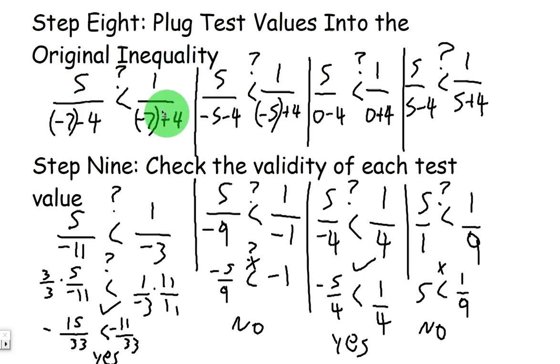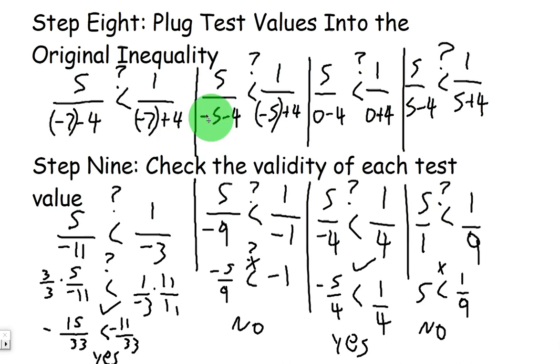So when we plug in negative 7, we get 5 over negative 11. Is that less than negative 1/3? Well, looking at it, it's kind of hard to tell, right? You can tell that 5/11 is closer to 1/2. So that would mean negative 1/2 is less than negative 1/3. You can also find a common denominator. Then you will see that negative 15 over 33 is indeed less than negative 11 over 33. So what that means is when we plug in negative 7, it will work, and we will shade that part of the number line.